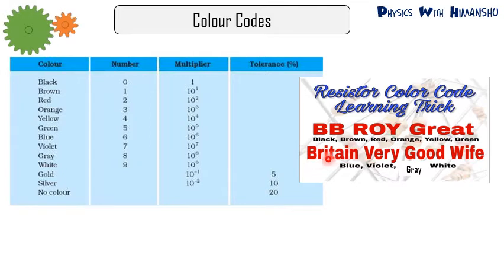Great Britain. For Britain, we take blue, so after green there is blue. The number is 6, and the multiplier is 10 raised to power 6. For Very, we take V, that is violet. Violet is 7, and the multiplier is 10 raised to power 7. For G, it's gray: the number is 8 and the multiplier is 10 raised to power 8. And for Wife, we take only W. For white, the number is 9 and the multiplier is 10 raised to power 9.